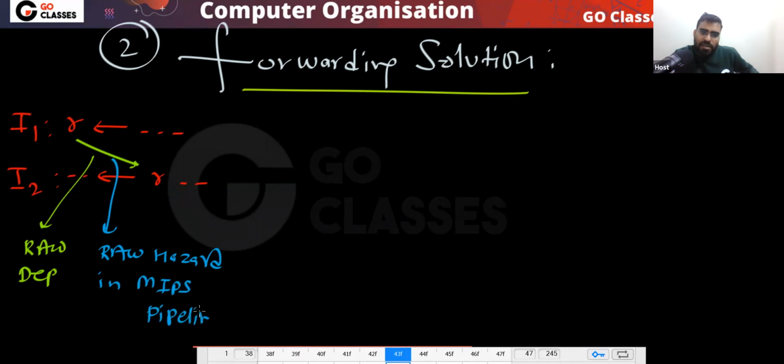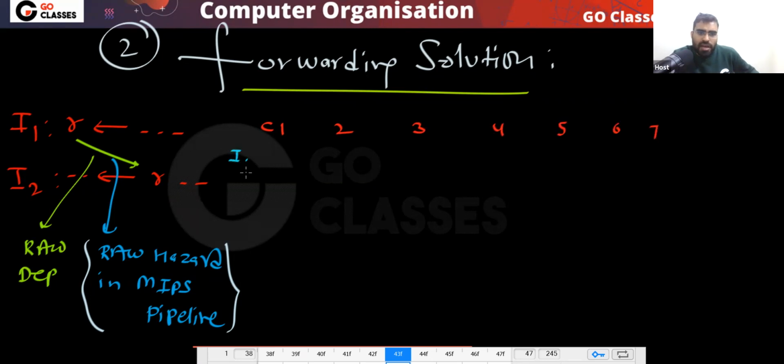What is the MIPS pipeline? In the last class, I told you that it is the classical 5-stage pipeline, and in the classical 5-stage pipeline, this will create a problem. Now, something beautiful in this forwarding solution. Assume cycles C1, 2, 3, 4, 5, 6, 7. Instruction I1 goes through instruction fetch, instruction decode, execute, memory access, and then write back. And I2 goes through instruction fetch, instruction decode.